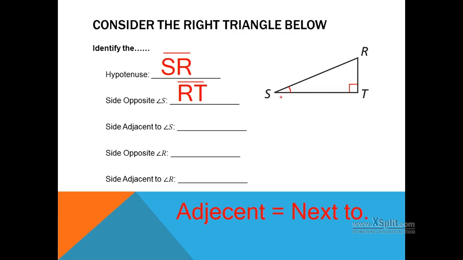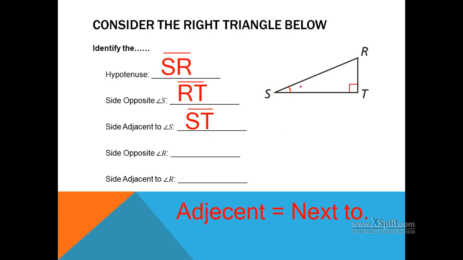The side adjacent to S, now there are two sides that are adjacent to S. The hypotenuse is adjacent because it's touching it, and then this bottom side, ST, is also adjacent. In trigonometry, we say that the adjacent side is the one that touches the angle, but is not the hypotenuse. So in this example here, side ST we would say is adjacent to angle S. One way to think about it, if you were to put your thumb right here over the angle, whichever two sides you're touching are adjacent to that angle, and the one that's not the hypotenuse we call the adjacent side.